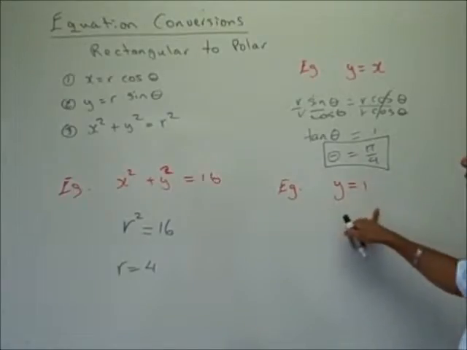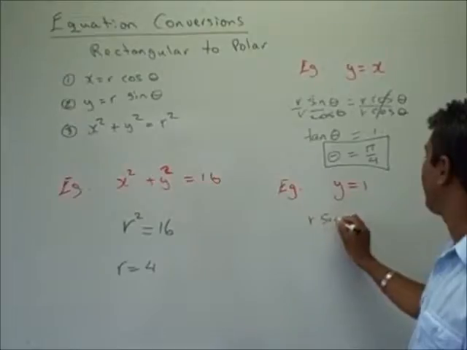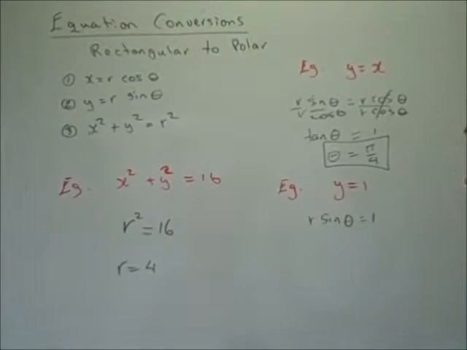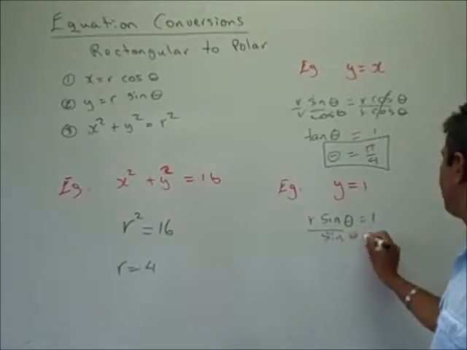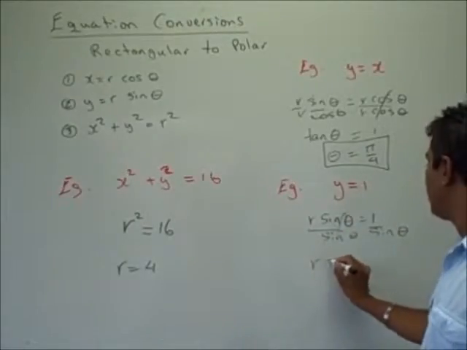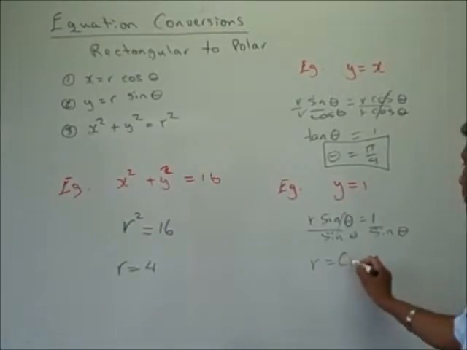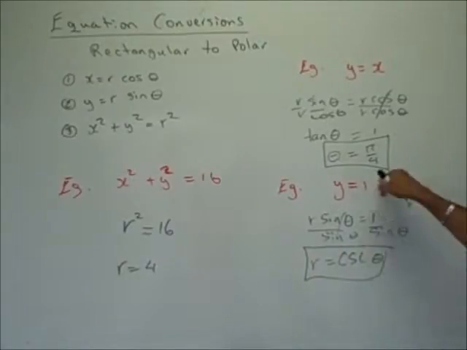Here, for y is equal to 1, we know y is equal to r sine theta is equal to 1. If we divide both sides by sine theta, we have r is equal to cosecant theta. So here's our polar form for this rectangular equation.